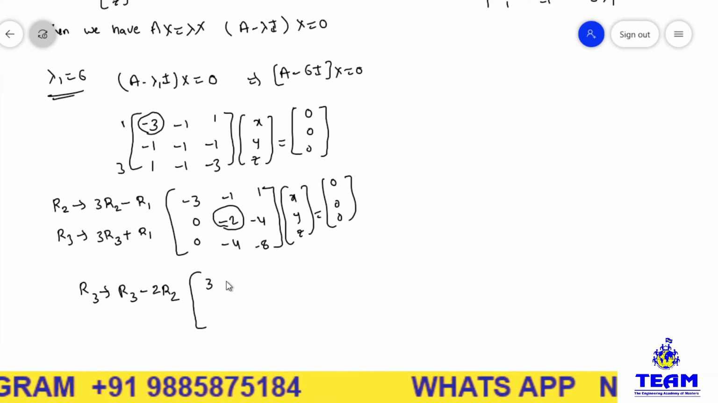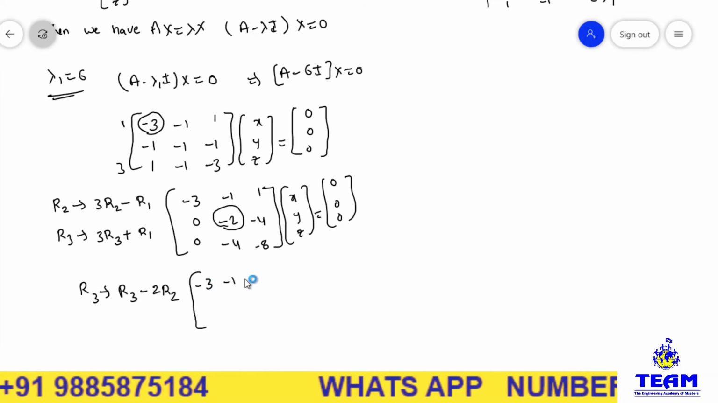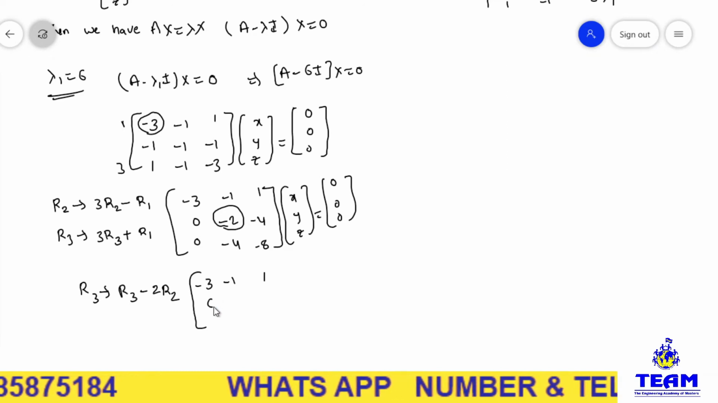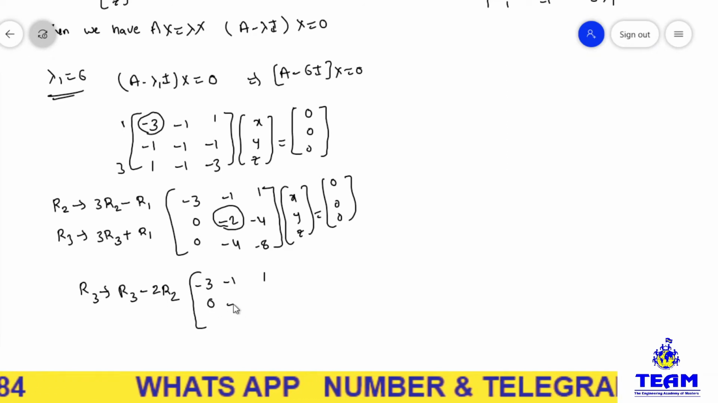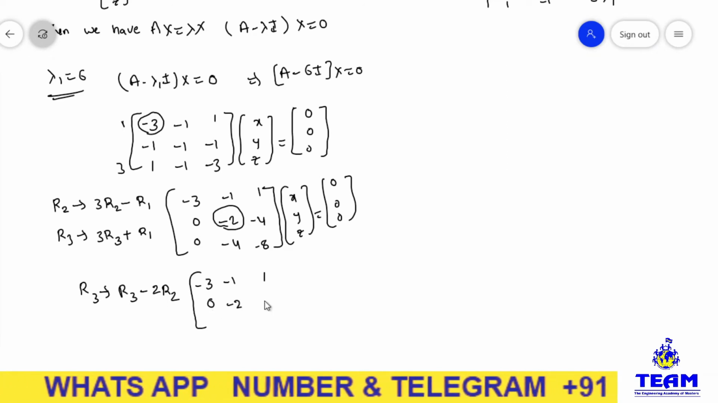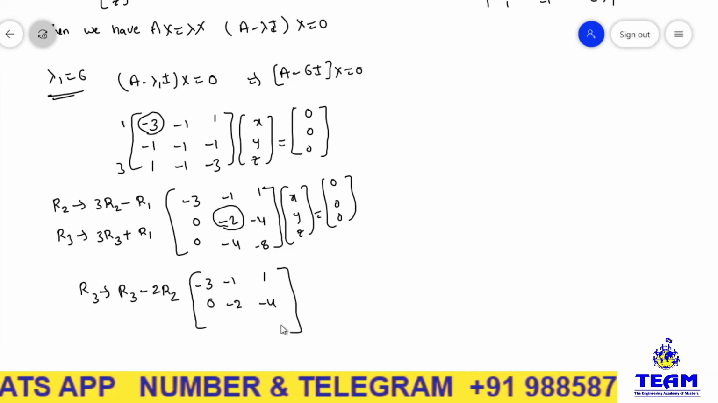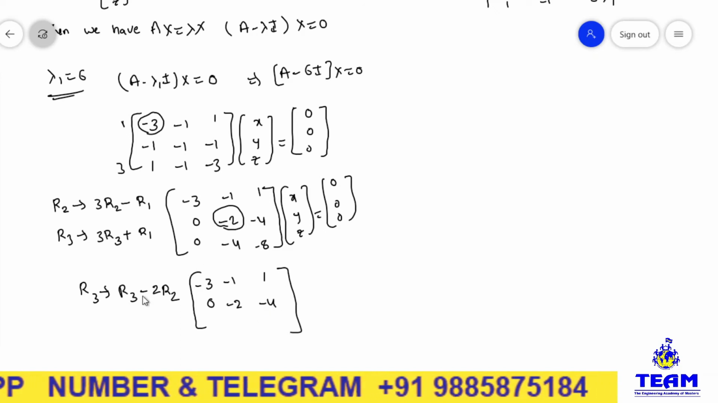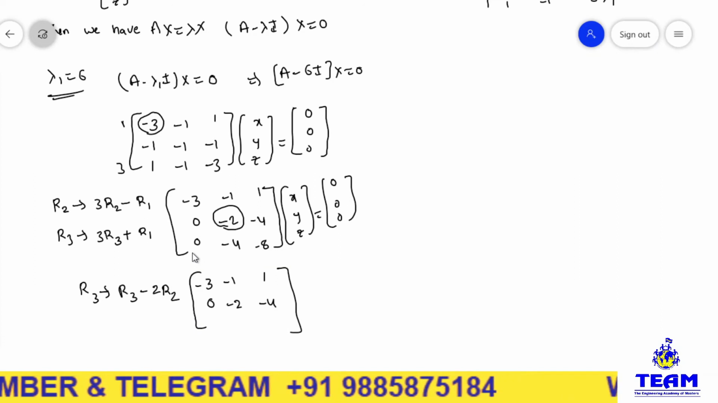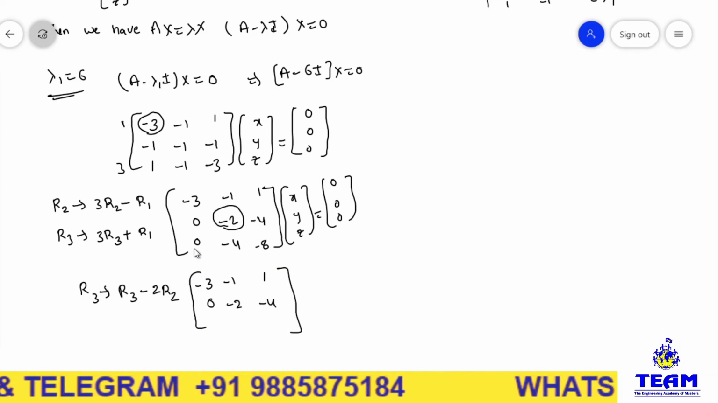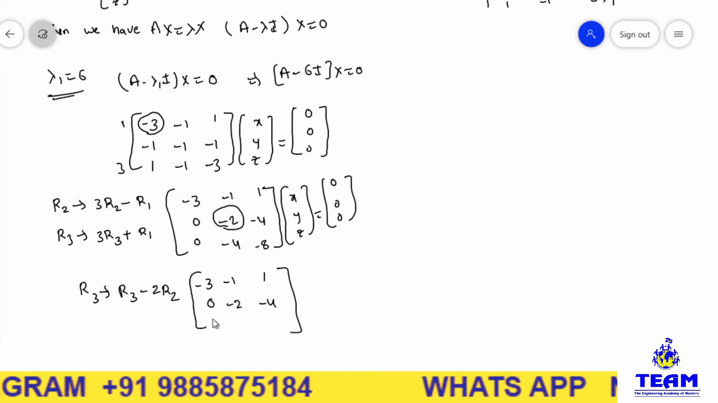No. So this is minus 3, minus 1, 1. Next, the second row is also... are you applying any operations? No. So as it is, write down 0, minus 2, minus 4. And the third row here, you observe, I am applying the operation R3 minus 2R1. This is 0. Okay friends, 0 minus 0 is again 0.